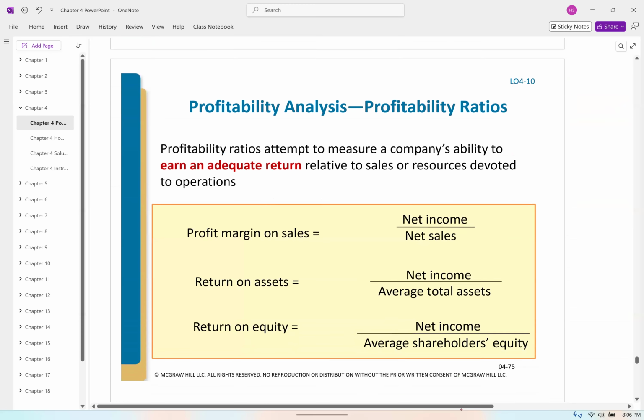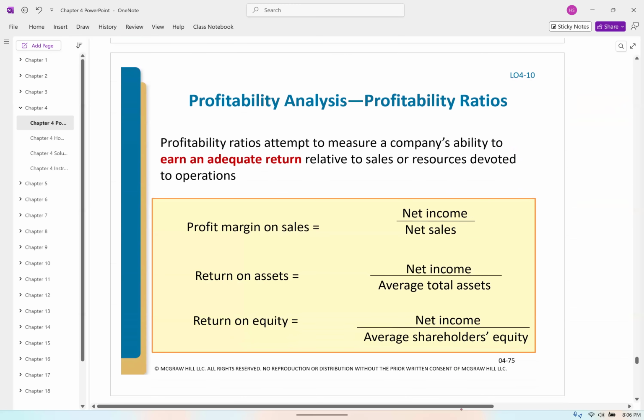Okay. We have profitability ratios. We have profit margin on sales, which is just net income divided by net sales. A lot of times this is a very small number, like 3% on average. What that means is for every dollar in sales, how many cents end up in net income. Usually it's not a lot.